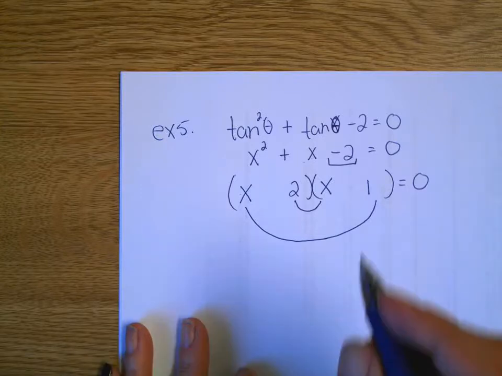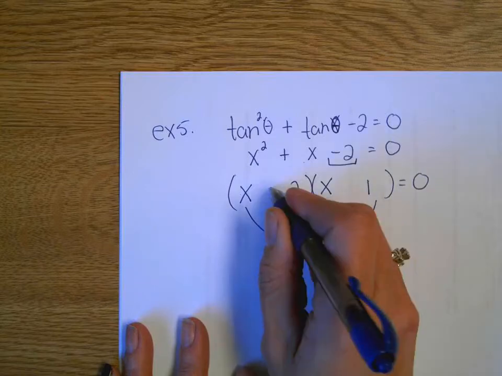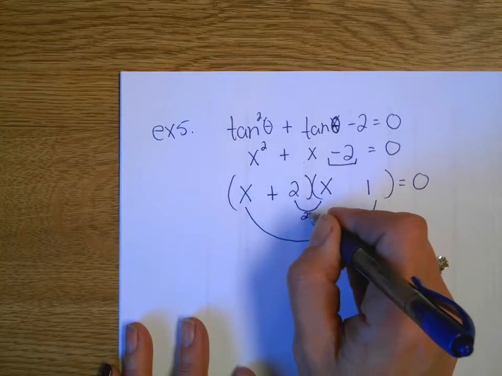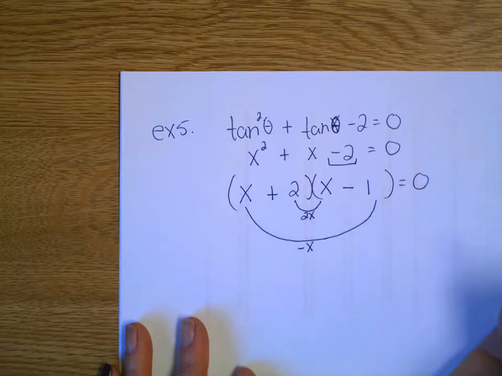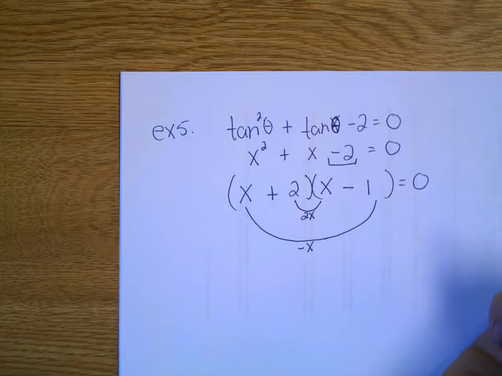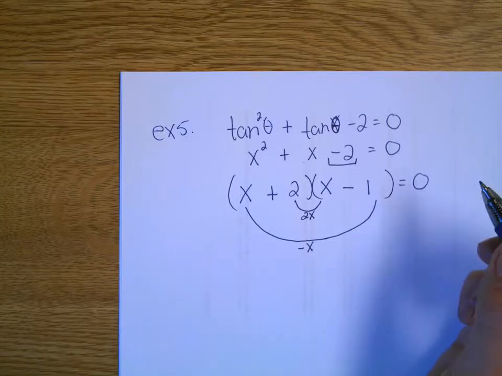So the 2 would be the positive. That would give me a positive 2x. And that would give me a negative 1x. Wait, I don't understand that. How? Can you explain that? I don't understand all that.